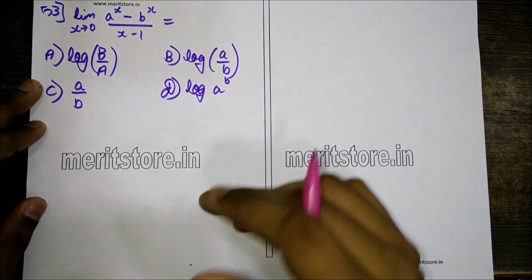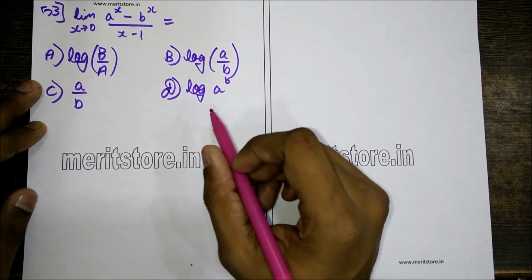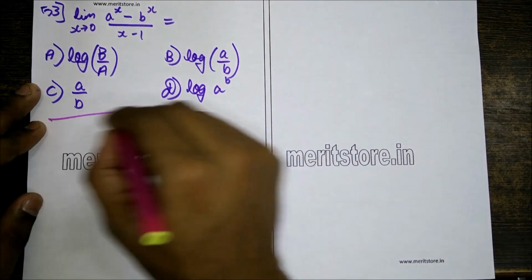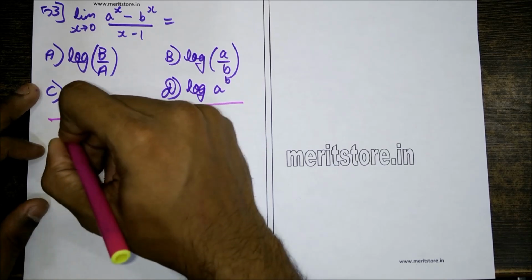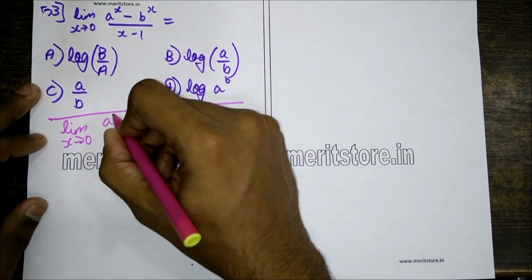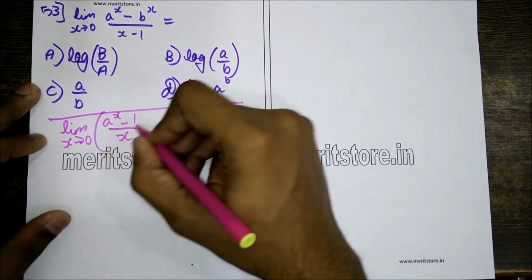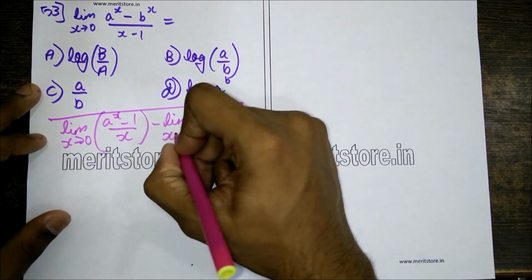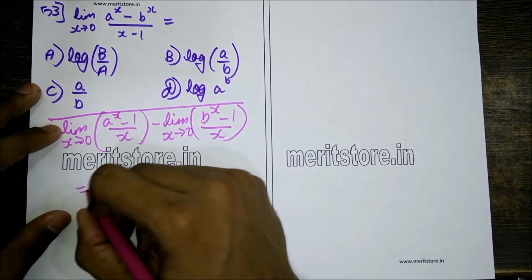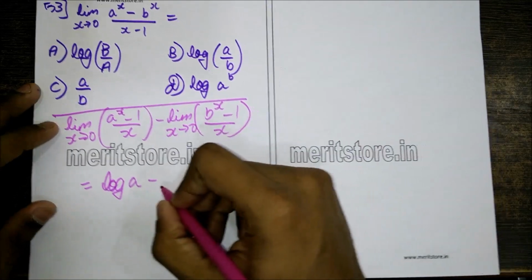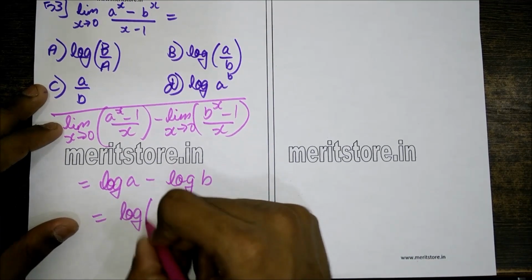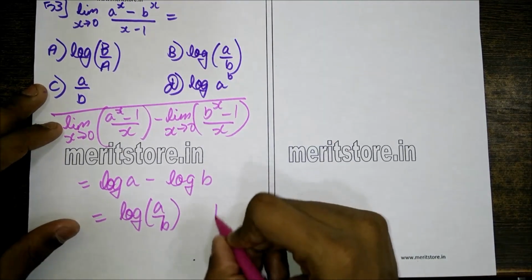Limit of x tends to 0, (a raised to x minus b raised to x) upon x equals: a) log of b by a, b) log a by b, c) a by b, or d) a. So therefore we write limit of x tends to 0, and we could write this as (a raised to x minus 1) upon x minus limit of x tends to 0, (b raised to x minus 1) by x. Now that could be written as log a minus log b, and that could be written as log of a by b, which is option B.